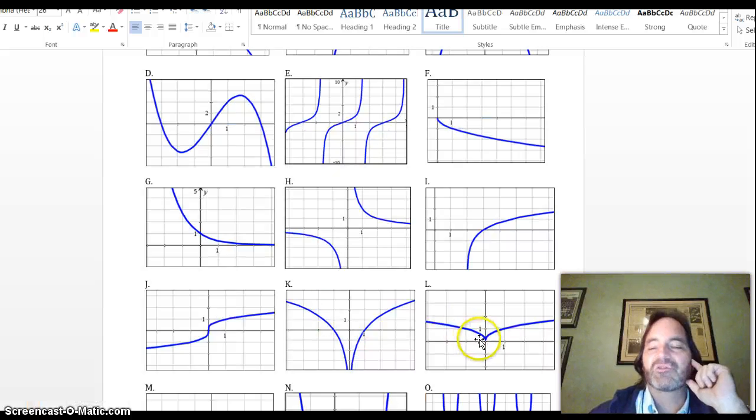Right here. This is the function, absolute value of the function. The function was the square root. Square root of the absolute value of x. Notice how everything's positive, and so is this, so these graphs are the same. And hopefully that'll help you out for tomorrow.